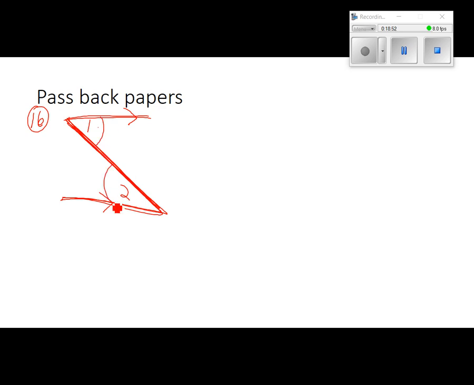Oh, that's easy. And angle, what did they tell us? Angle two is 55 degrees. So what's the measure of angle one? 55 degrees. So measure of angle one is 55 degrees. That's our answer.